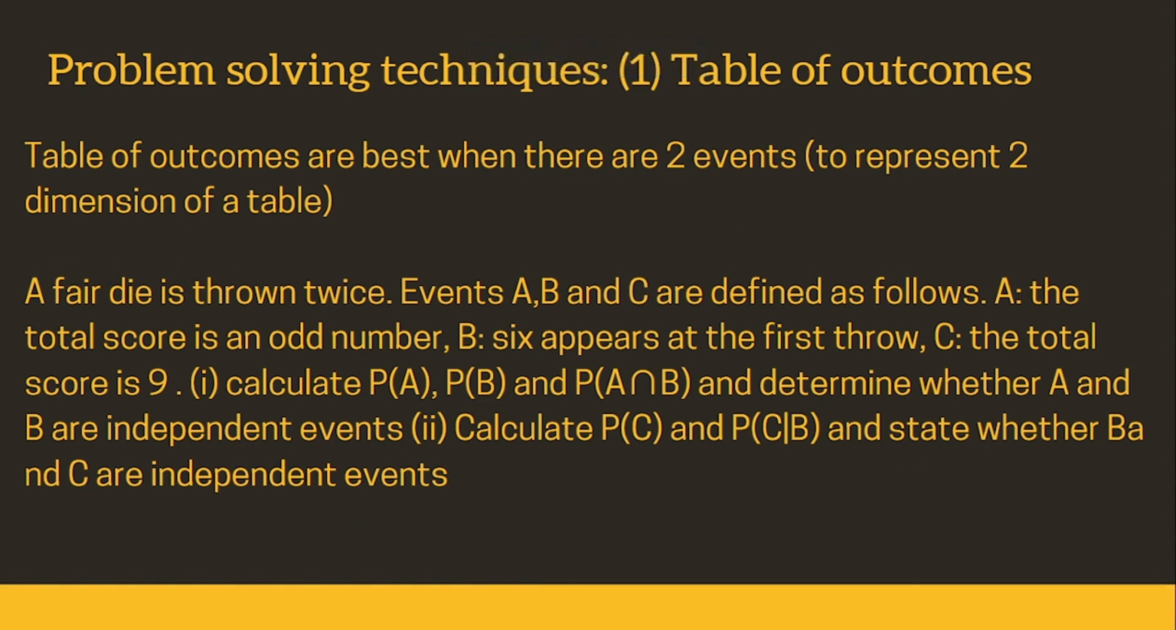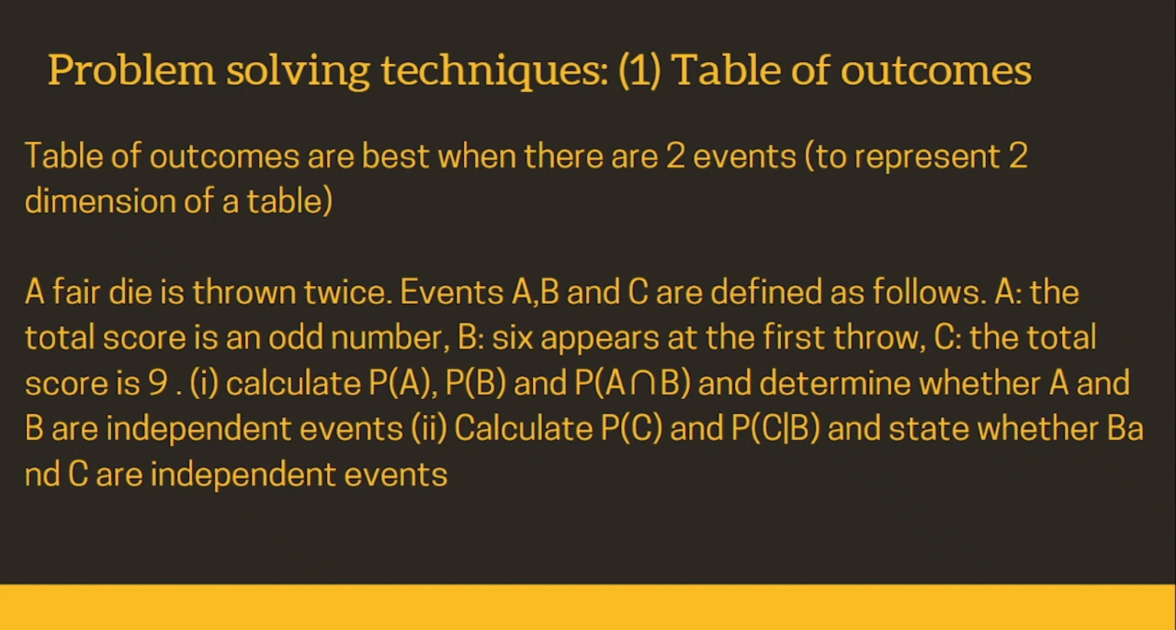So the first one will be about table of outcomes. The best situation to use a table of outcomes is when there are 2 different events so that you can show the 2 dimensions of a table. So let's say this example: a fair die is thrown twice. The events A, B, and C are defined as follows. A is when the total score is an odd number, B is when 6 appears on the first roll, C is when the total score is 9.